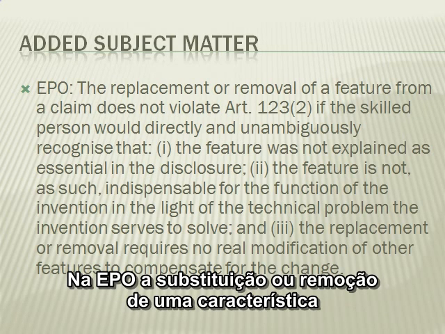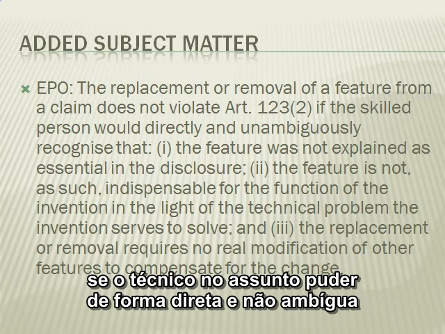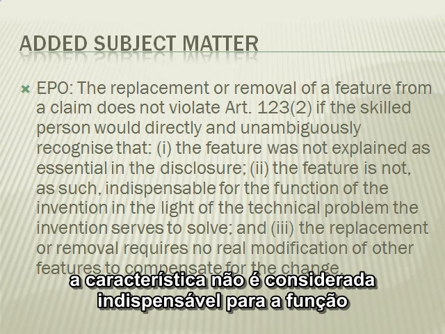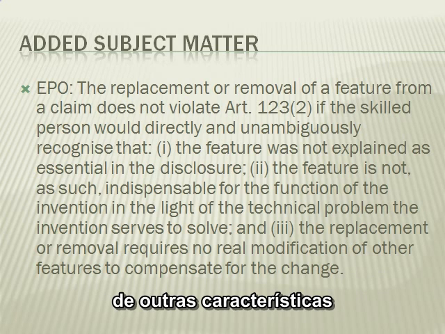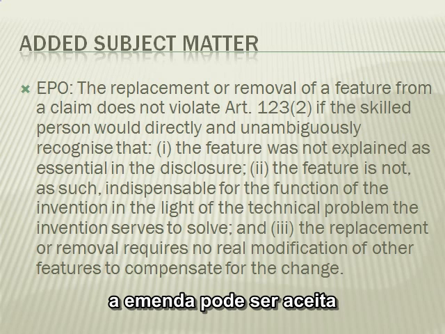Added subject matter. In EPO, the replacement or removal of a feature from a claim does not violate Article 123 if the skilled person would directly and unambiguously recognize that the feature was not explained as essential in the disclosure. The feature is not as such indispensable for the function. The replacement or removal requires no real modification of other features. If you have these three conditions, it's okay. You can accept these amendments.